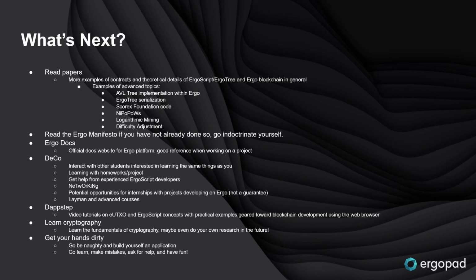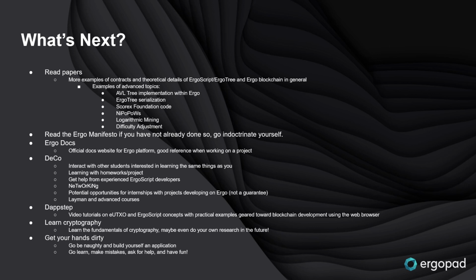So you could read more papers if you wanted, where it covers more advanced concepts about the blockchain, like Ergo script and Ergo tree, how it's defined as a language. You can learn about the AVL tree implementation within Ergo, how Nipopows work, and just more advanced topics. You can read the Ergo manifesto if you haven't already. It's a good way to indoctrinate yourself into Ergo. There's Ergo Docs, the official docs website for Ergo. It's a good reference to use also while you're working on a project, along with the Bible of the language specification for Ergo script.